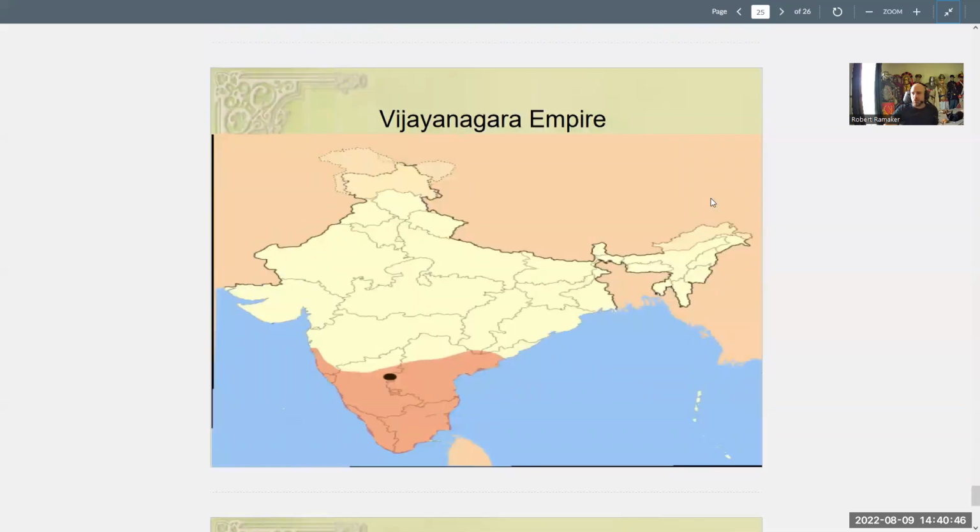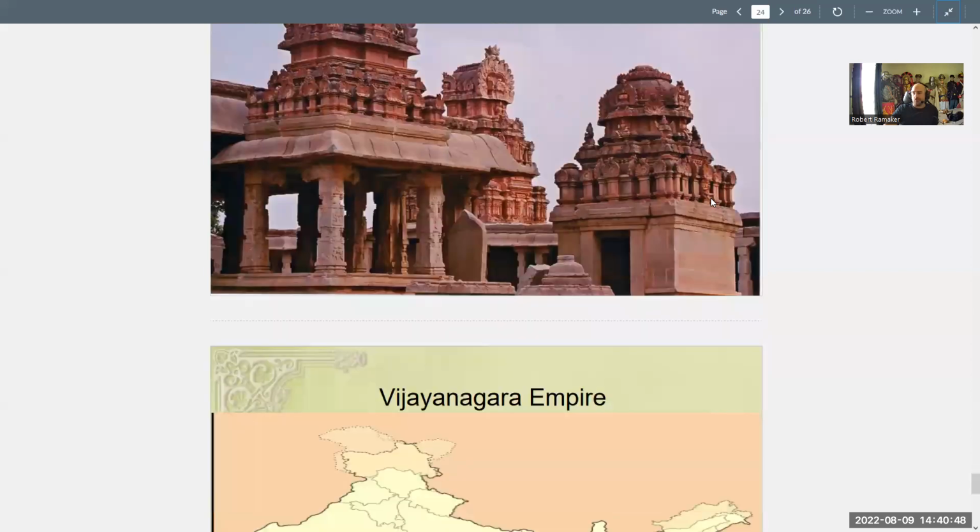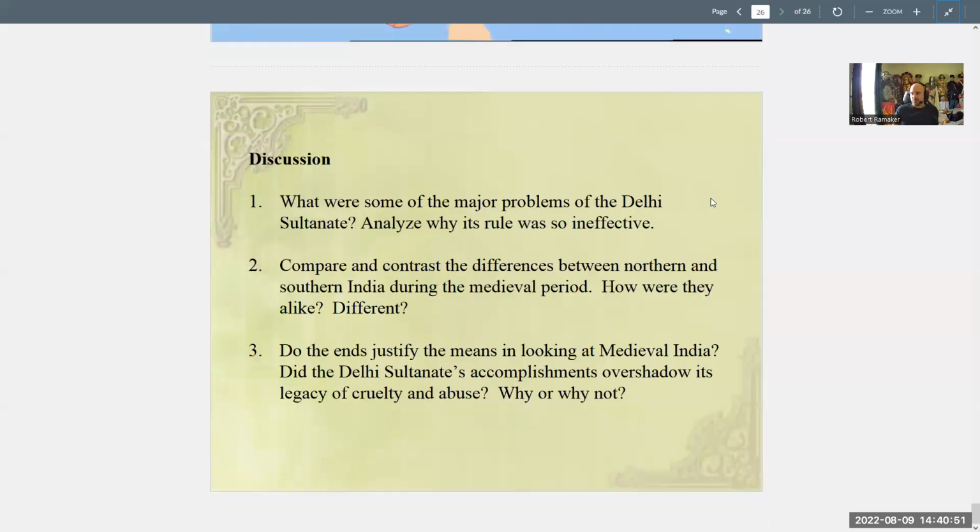We've taken a look at the south. We've looked at the north. Any questions on the history of southern and northern India and its importance?